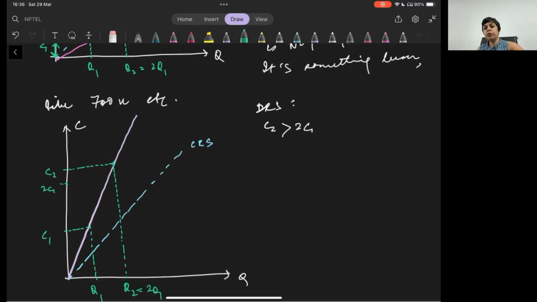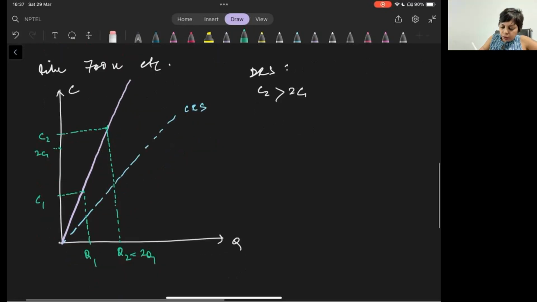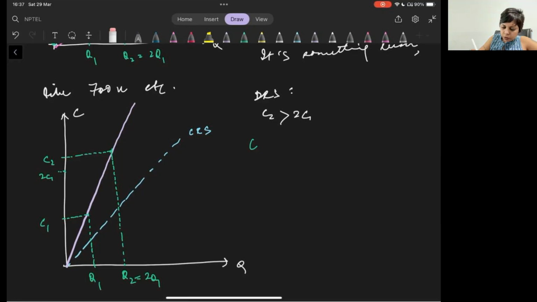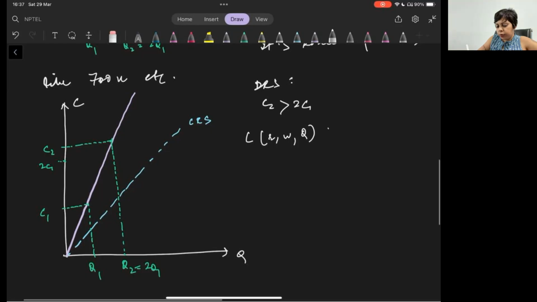So, which means that as you're producing more and more, the costs of production are increasing even more, right? If I take the previous example, if cost of producing the first unit is X, then the cost of producing 1,000 units is more than 1,000x, meaning it is maybe 1,500x, 2,000x, we don't know, right? That is what we also call as diseconomies of scale, actually. So let me write the equivalent expression here of what we took before. C of R, W, Q is greater than Q times C of R, W, 1.